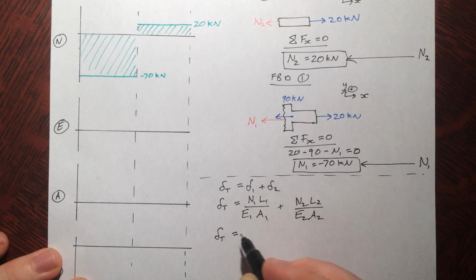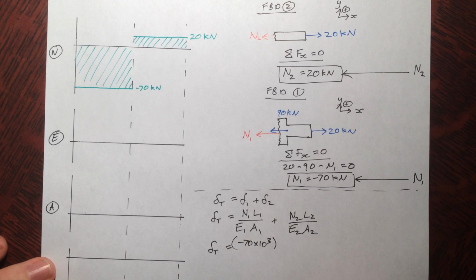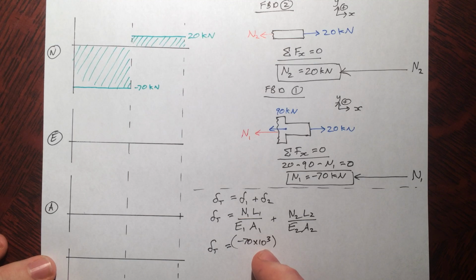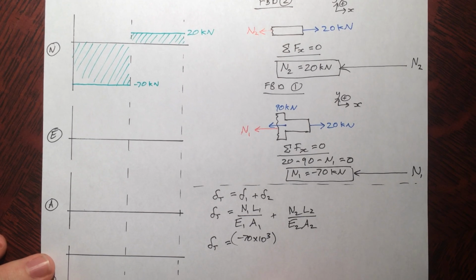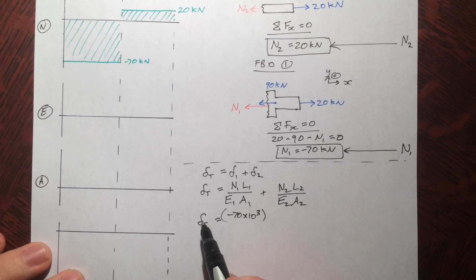The total is N1, N1 is negative 70 kilonewtons. Now I like to put it in terms of the fundamental units. By fundamental units, I mean meters, newtons. Don't keep it in terms of kilonewtons and millimeters or nanometers or whatever you're working in, because then you need to figure out, well, what is a meganewton per millimeter? It's best just to put it in terms of newtons and meters. You get your answer in meters, and from that meters you can change it into any other form that you like.